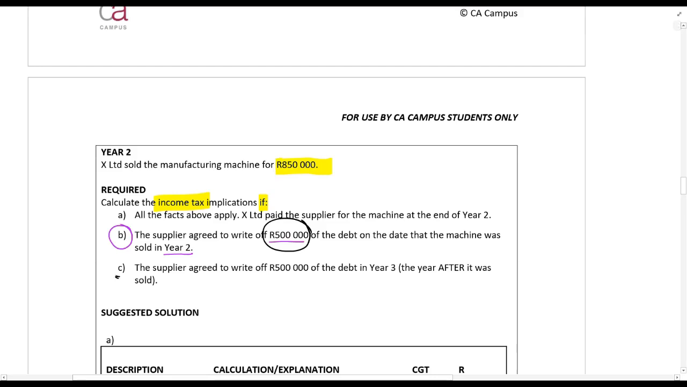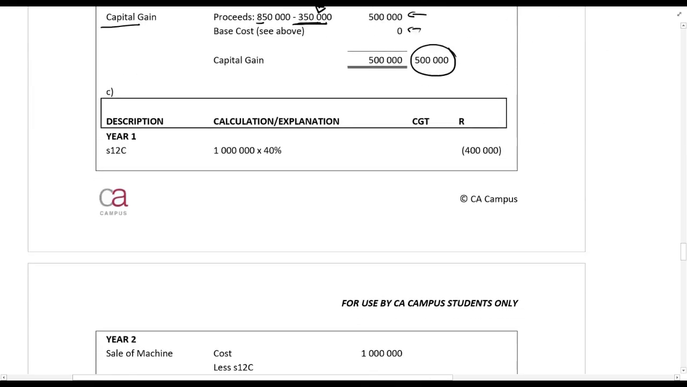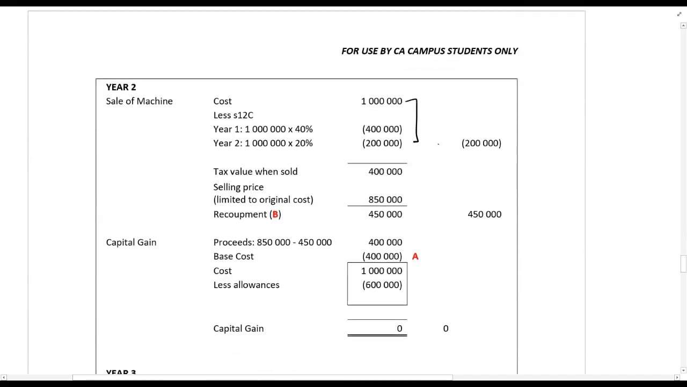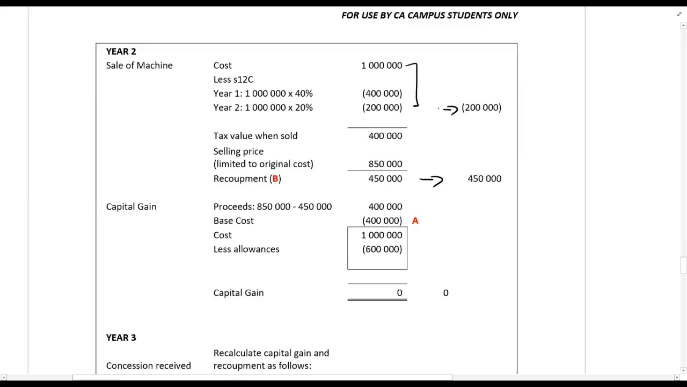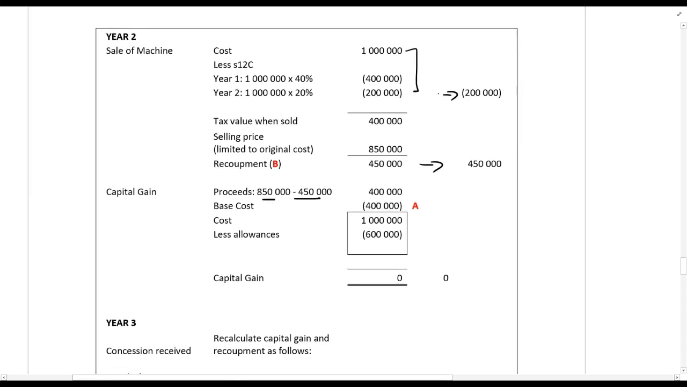Right, now look at what happens in C. I want you to understand in C, the net effect over 2 years should be the same. In C, we write off the 500,000 rands in year 3. So what happens now in C? In year 1, we claim 40%. Year 2, we claim a normal allowance. Right, everything normal, because 850 minus 450, because it's the same as in A. So year 2 is the same as in A. Why? Because we didn't know we were going to have a debt reduction. So I want you to pay attention here to the proceeds. 850 minus 450, because the full 450,000 rand recoupment comes from a sale.